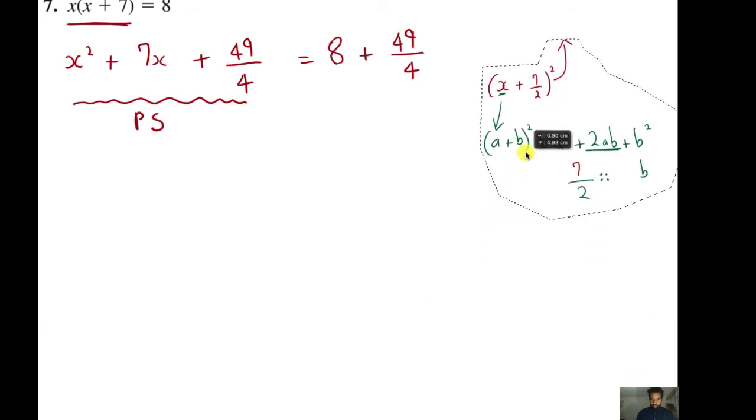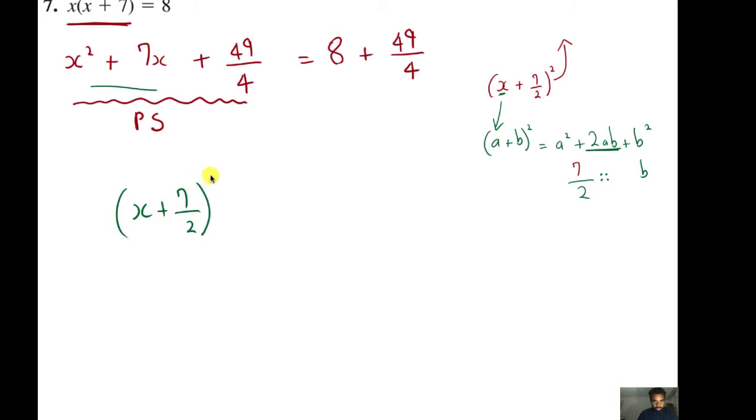Okay, just so you have it there for reference. Let's get back now to our main equation. So we have x squared plus 7x plus 49 over 4 is equal to 8 plus 49 over 4. And we said that this thing here becomes x plus 7 over 2 all squared is equal to 8 plus 49 over 4.